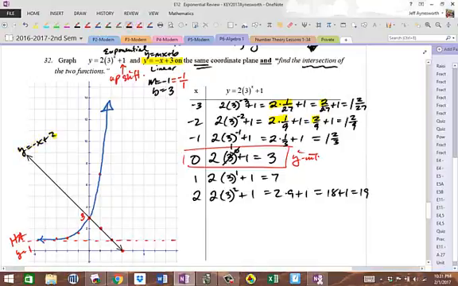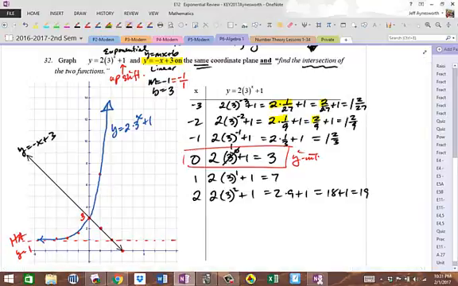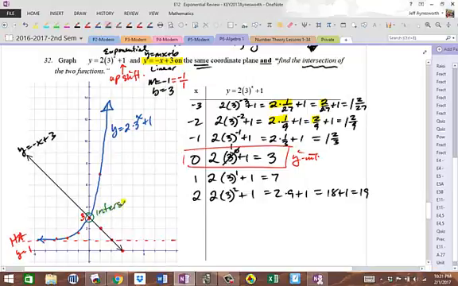This line right here, this is y equals 2 times 3 to the x power plus 1. So where they intersect, if you look carefully, guys, right here, that's the intersection. Okay, and it's at (0, 3). And I'm trying to find the intersection. That's what they asked me to do.